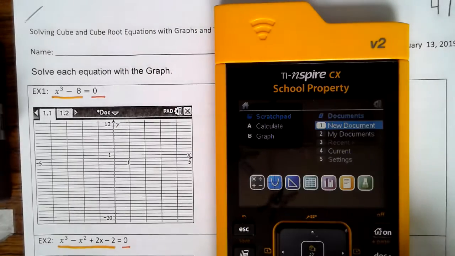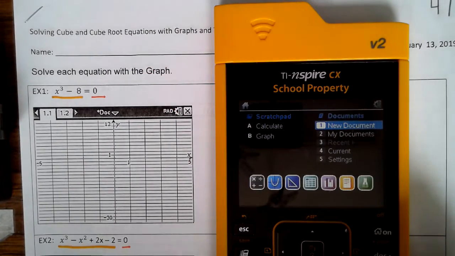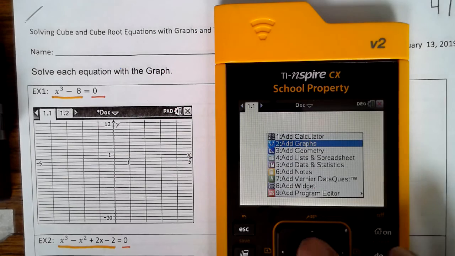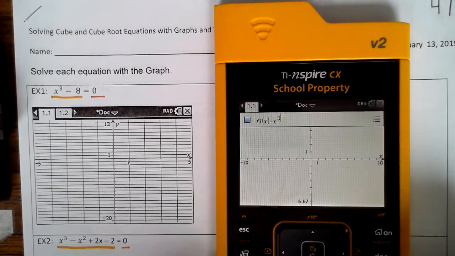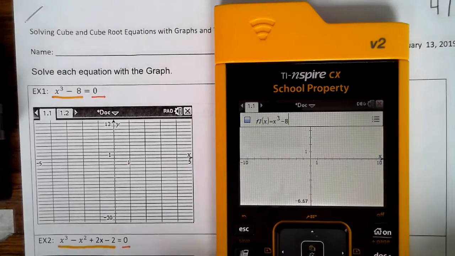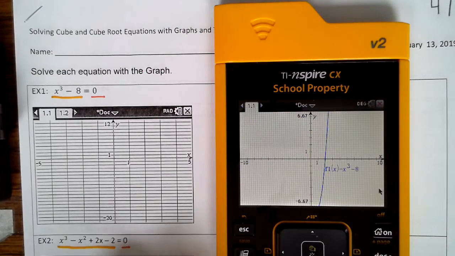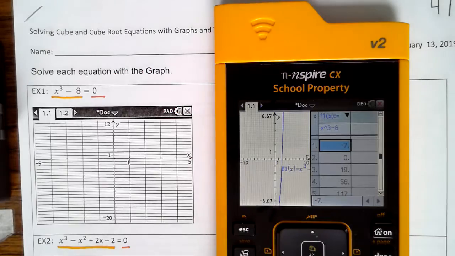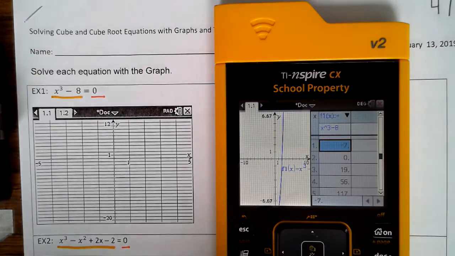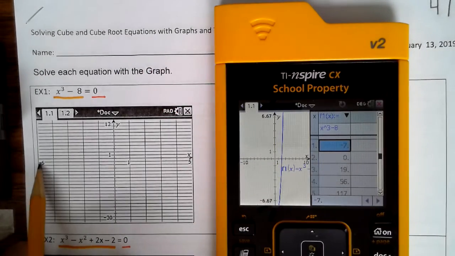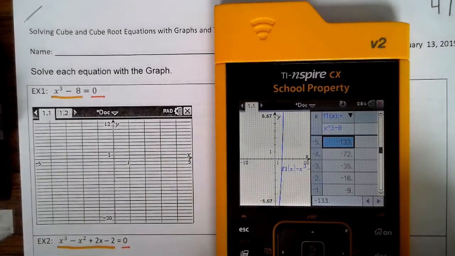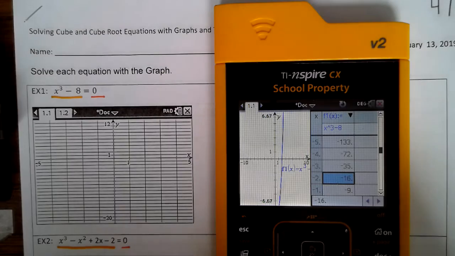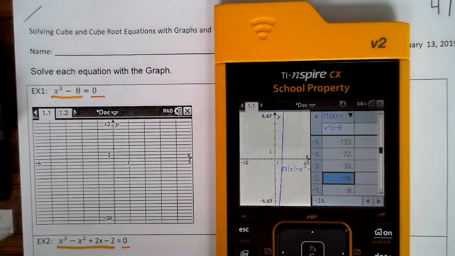So on, new document, no, add graph. So we're going to graph the left side. So x cubed minus 8, enter. Press Control T. Now we basically need to start with x is negative 5 because that's the farthest left point of the graph. So we go to negative 5. Well, that number's too small, so we can't graph it. But negative 2, negative 16 will fit, so we start there.